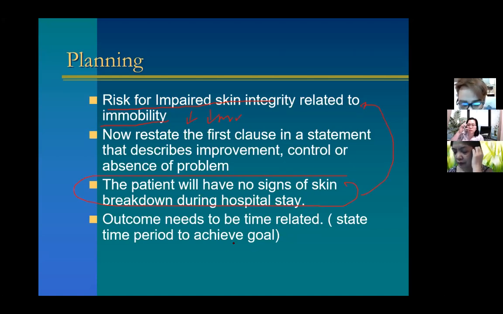Okay? Then the outcome needs to be time related. So your planning should be SMART. Ano yung SMART? It should be specific, measurable, attainable, realistic, and time-bound. So when you say specific, ibig sabihin absence of skin sores. Okay? When you say measurable, let's say for example, zero. Okay, zero manifestation. When you say attainable, kaya ba? Kaya ba ng nurse? And realistic ba siya? And time-bound. Gaano katagal mong plano gawin to? 4 hours ba? 8 days ba? Or 1 week ba? Okay?